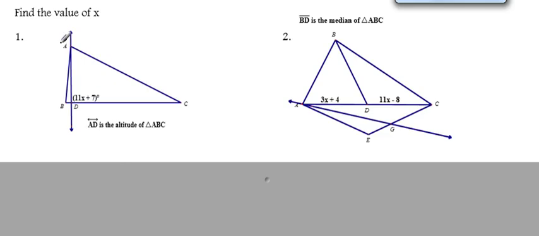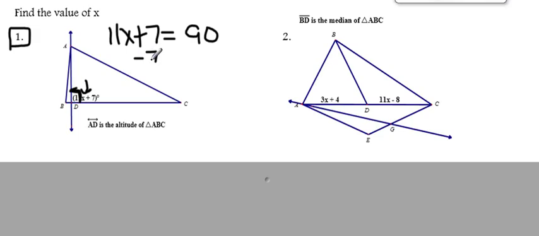Now that we know those definitions, we can use them to set up algebraic equations. In number 1, it says that AD is the altitude. So you've got to get in the habit, as soon as you see the vocabulary word, to mark your picture that corresponds with the vocabulary word. So if AD is the altitude, that means that AD is perpendicular to BC, so we're going to mark the right angle here. And if this right angle mark is in the same place as the angle that's given, 11x plus 7, that means that 11x plus 7 is equal to 90 degrees.